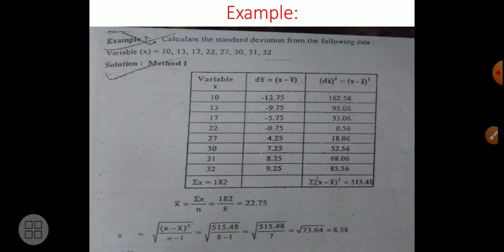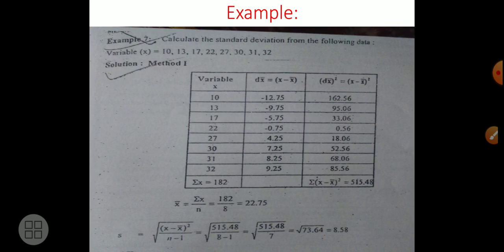My friends, an example is given here. Calculate the standard deviation from the following data. The variables are given: x values 10, 13, 17, 22, 27, 30, 31 and 32. Now we have to calculate dx bar; first of all we have to calculate the x bar value, x bar is equal to summation x divided by n.